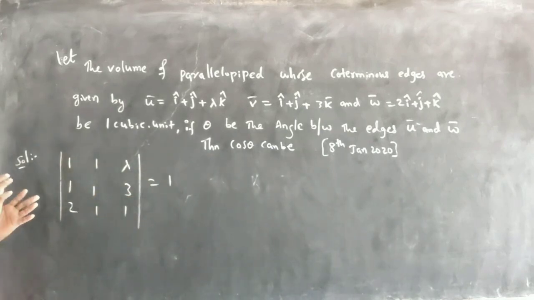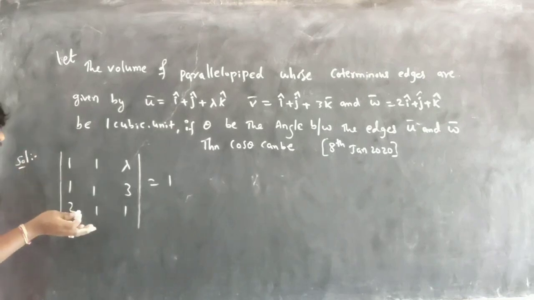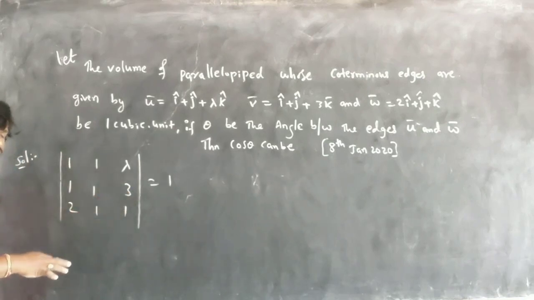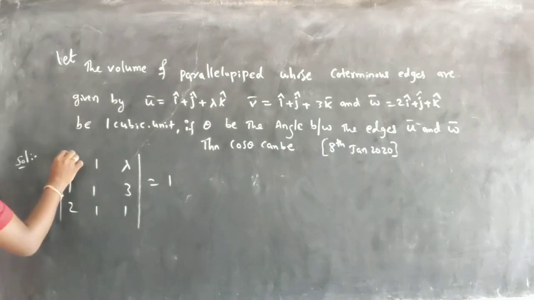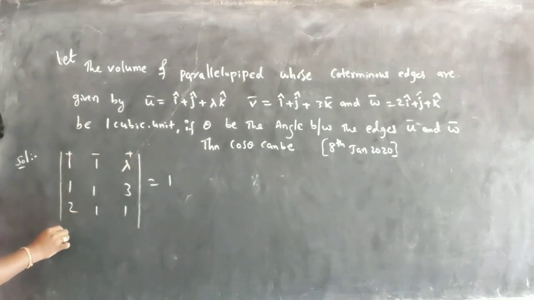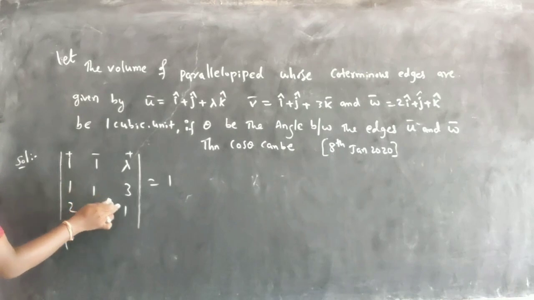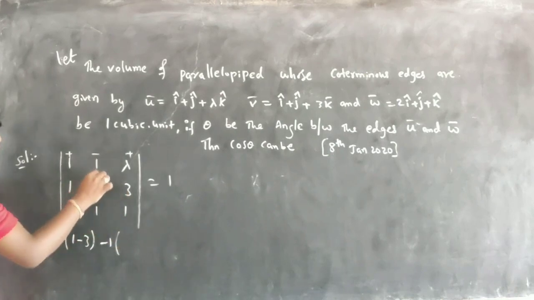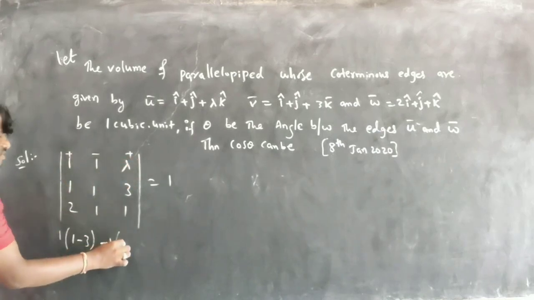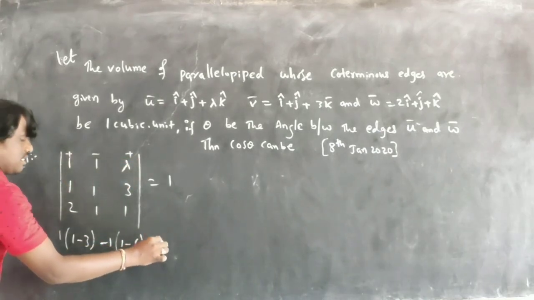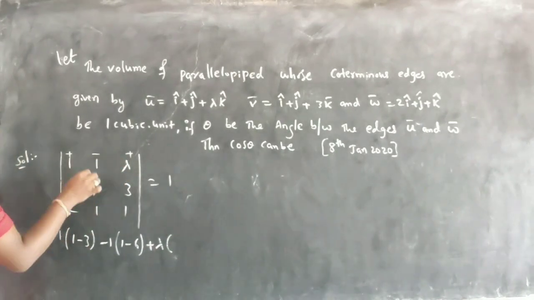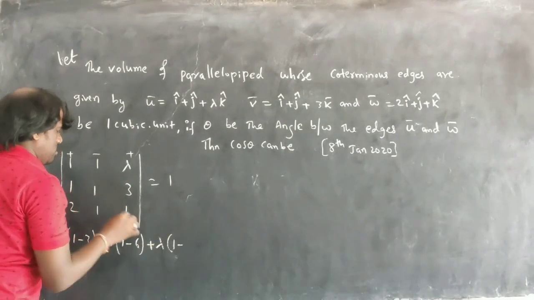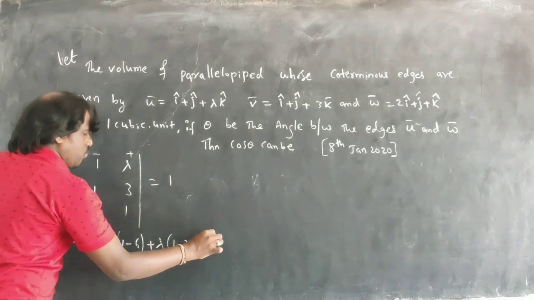You have already learned in 12th that you can make any two entries zero, and that will make it easier to find lambda. Otherwise you can expand directly; that is up to you. You write plus, minus, plus. So plus 1 times: 1 ones are 1, minus 3 ones are 3. Minus 1 times: 1 ones are 1, minus 2 threes are 6. Plus lambda times: 1 ones are 1, minus 1 two is 2. This is equal to 1, as given.